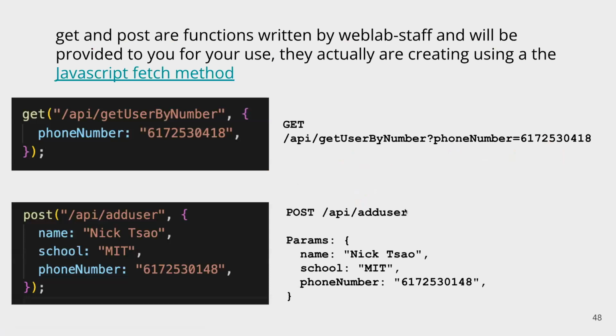The Web Lab staff have given you get and post, which are two functions that respectively make a get or a post request. Get takes first the URL, and then your parameters. The parameters are a mapping from key to value, and that gets encoded as query parameters, because we can't use the body of a get request for passing parameters.